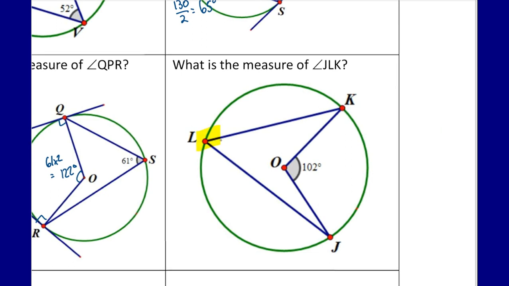JLK, again, Star Trek theorem, it is half of my inside angle. So 102 divided by 2, we get 51 degrees.